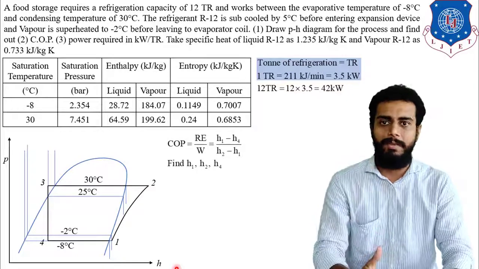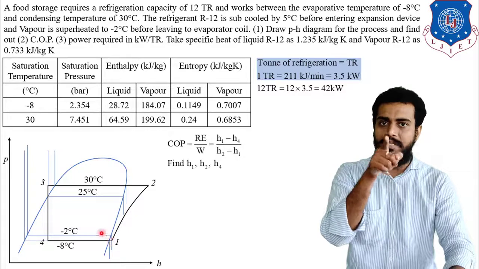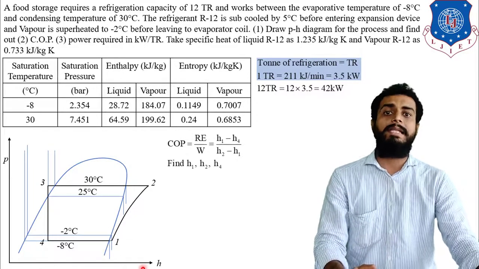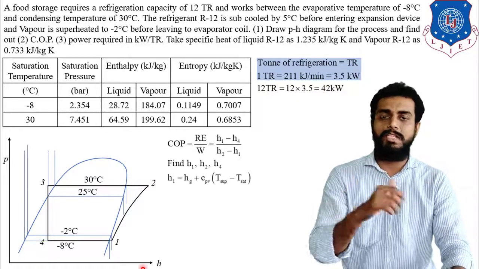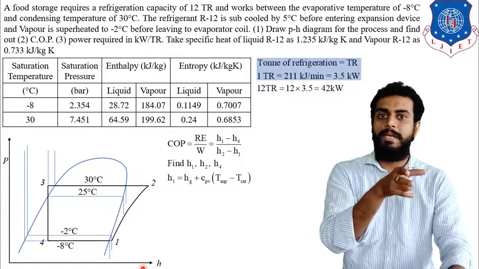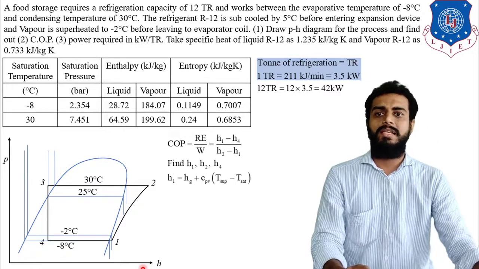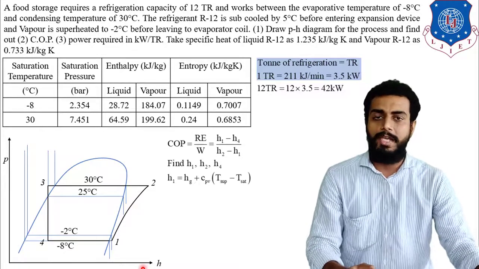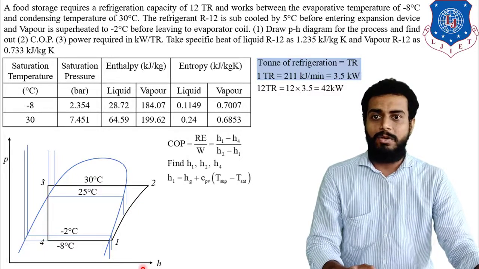Okay, so let us start the problem. We will find the H1 first. For H1, you know that the point is in the superheated vapor region, right? So superheated vapor enthalpy can be given by the equation H1 is equal to Hg plus Cpv into (T superheated minus T saturated). Okay students, so here you can see that H1 is equal to Hg plus Cpv, where Cpv means the specific heat at constant pressure for vapor refrigerant. Okay, that is already given.